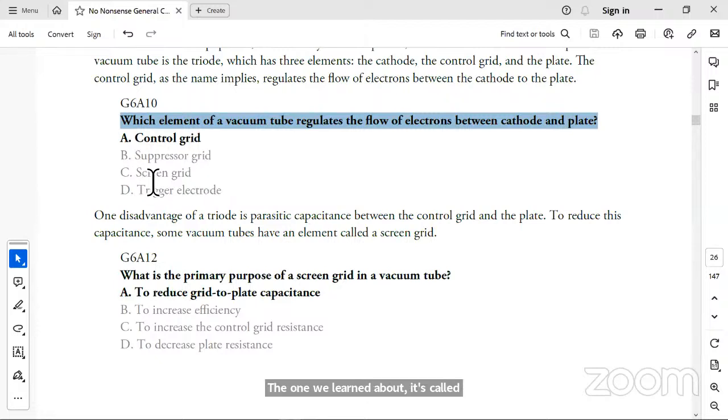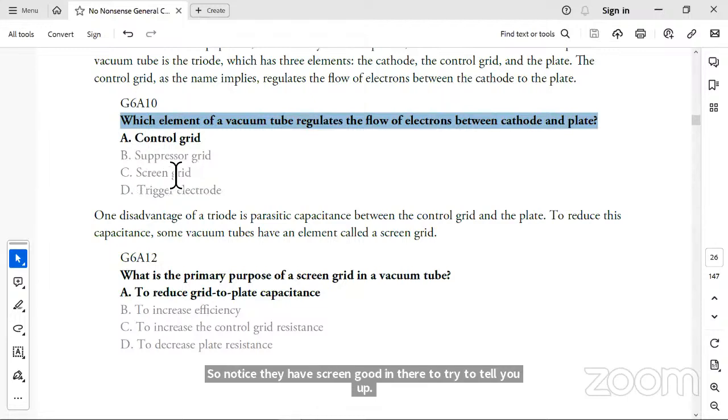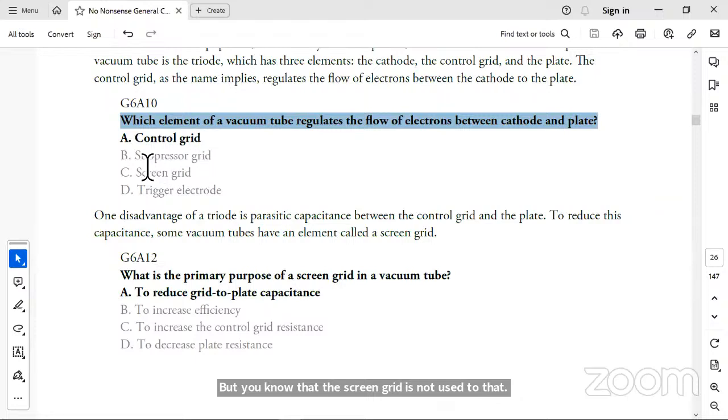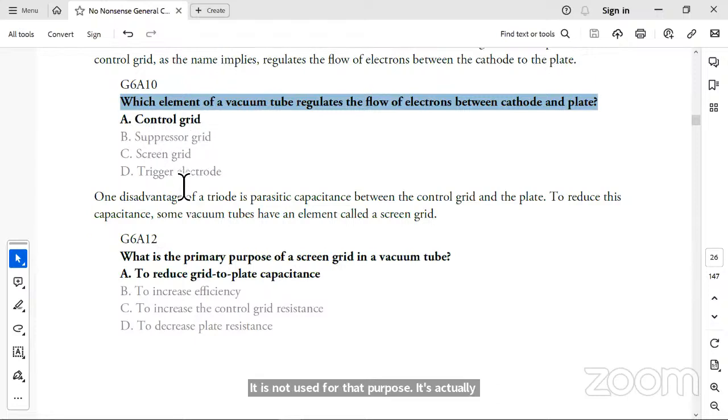Notice they have screen grid in there to try to tie you up, but you know that the screen grid is not used for that. If employed in an actual tube or in a vacuum tube, it is not used for that purpose. It's actually used for something else, which is the subject of the next question.